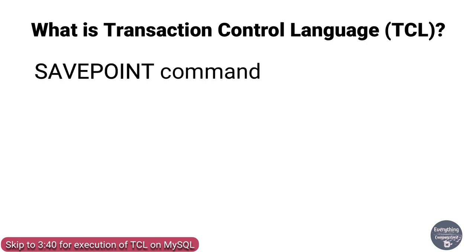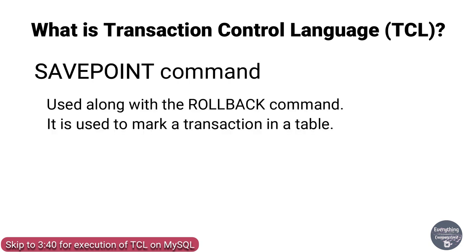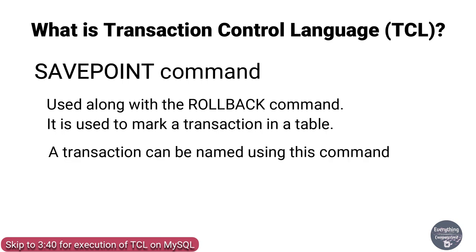Let's now talk about the last command of TCL, that is the SAVEPOINT command. It is used along with the rollback command. It is a command in TCL which is used to mark a transaction in a table. Suppose you are making a very long table and you want to roll back only to a certain position in a table, then this can be achieved using the SAVEPOINT command. If you made a transaction in a table, you can mark that transaction with a certain name, and later on if you want to roll back to that point, you can do it easily by using the transaction's name.